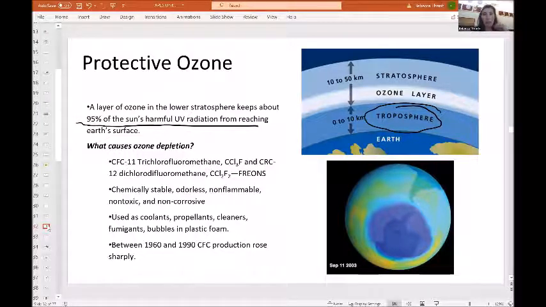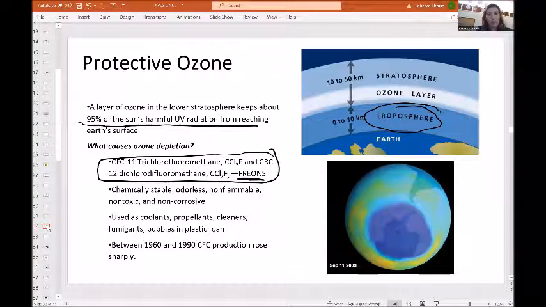Now, one of the biggest causes of ozone depletion that you know was man-made here is the development and use of CFCs or chlorofluorocarbons, specifically these guys right here. And you've probably heard this before, freons, that's CCl2F2, it's got fluorine in it. The reason why we use these is because they were chemically stable, odorless, non-toxic, and really non-corrosive. So they were often used as coolants in air conditioning units, cleaners, fumigants, even blowing bubbles in plastic foam. We used it all over the place. And so between 1960 and 1990, we just were making these things left and right.